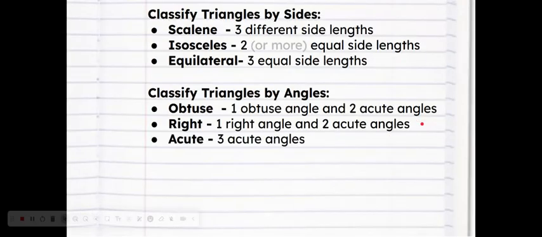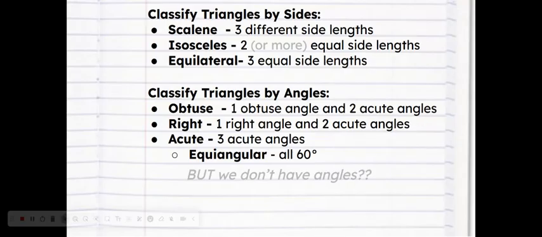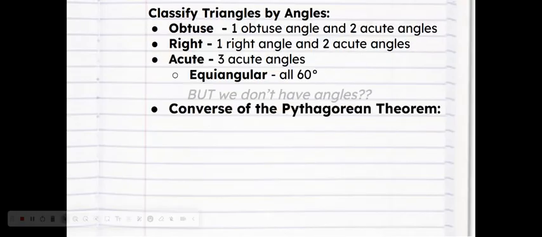But what if you don't have all the angles and you still want to classify it by angles? This is the new thing from high school. We call this the converse of the Pythagorean theorem. If you remember the Pythagorean theorem, it is a squared plus b squared equals c squared. And we use the Pythagorean theorem for right triangles. But if it's not a right triangle, if it's an obtuse triangle or an acute triangle, we can still use some version of the Pythagorean theorem.